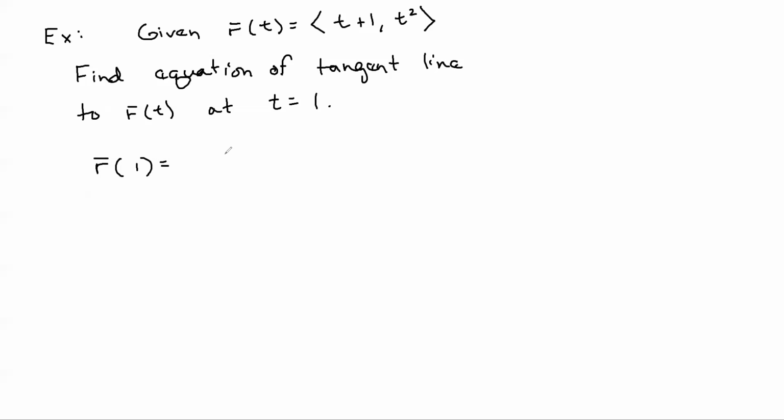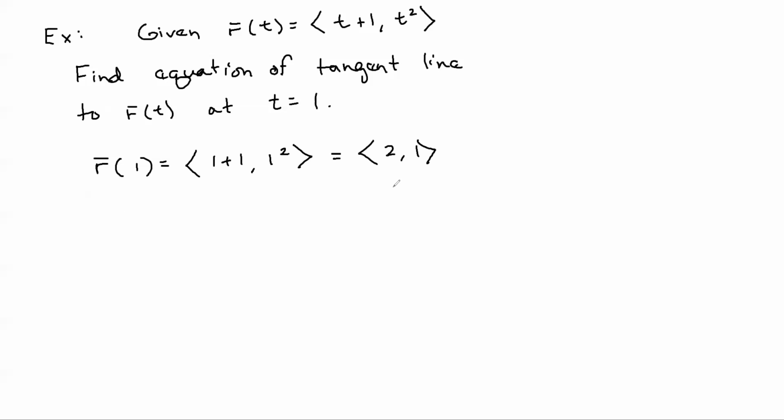So if we just take 1 and plug it in, you get 1 plus 1, 1 squared, and so we get 2 comma 1, right? And so that's going to be the point that's on our line. Okay, and then in Calc 1 we found the slope to go with our point. In this class we're going to find the tangent vector, which acts kind of like a slope does, right?